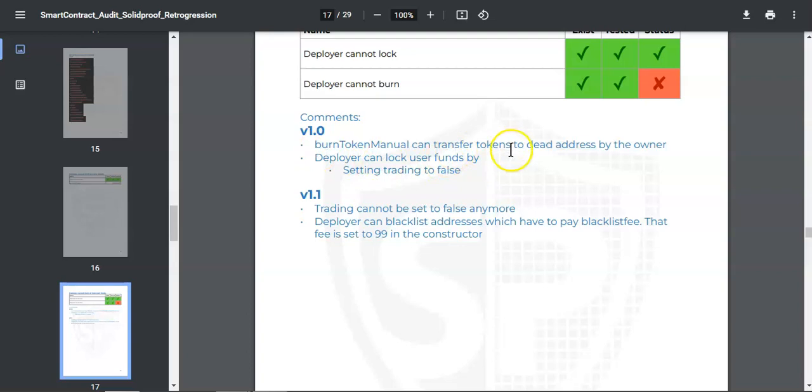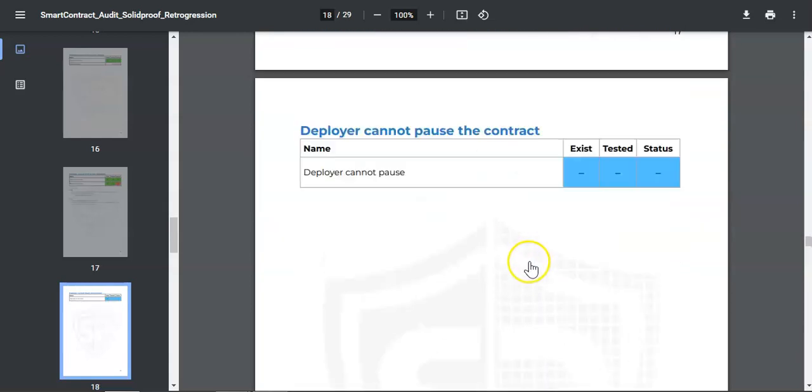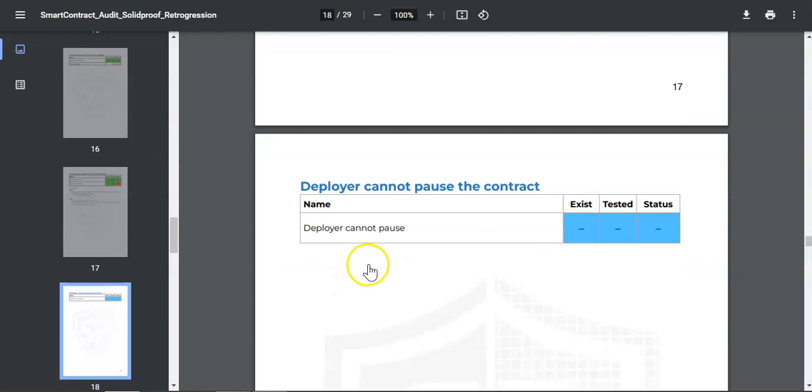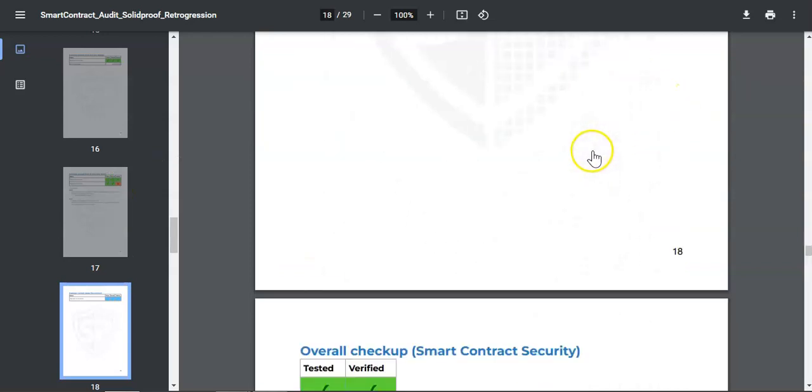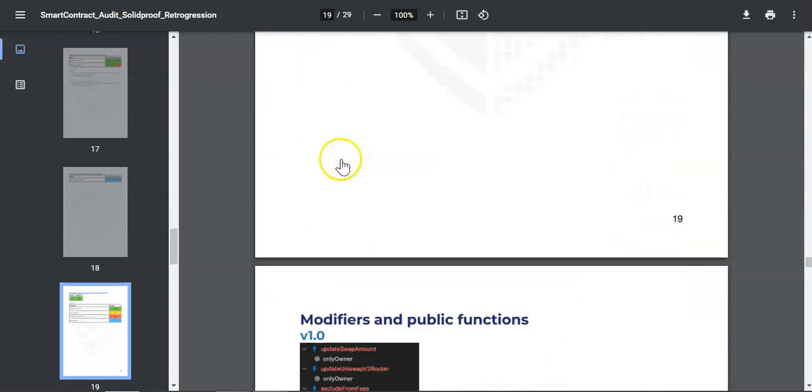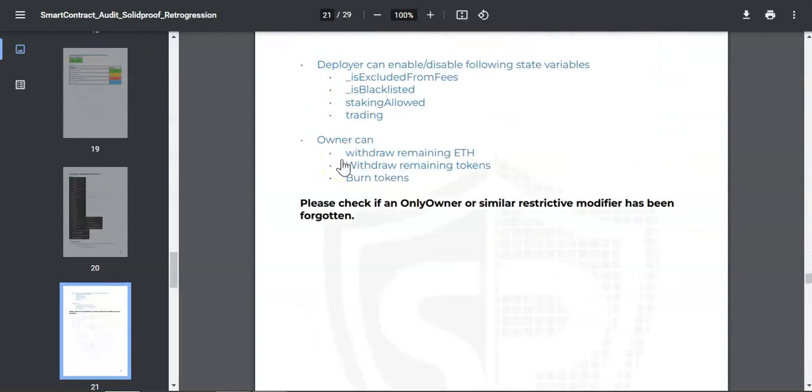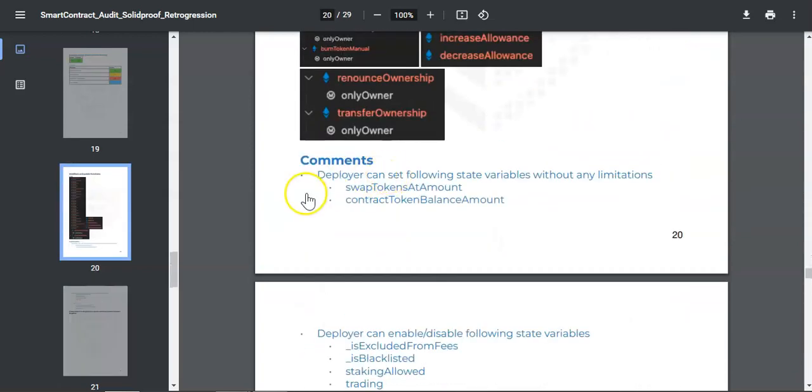Deployer can lock user funds by setting trade false, and then trading cannot be set to false anymore. Deployer can blacklist address, which have to pay back blacklist fee. That fee is set to 99 in the constructor. Okay. Deployer cannot pause. There's nothing there. And let's keep scrolling down and let's see what they say about this project.